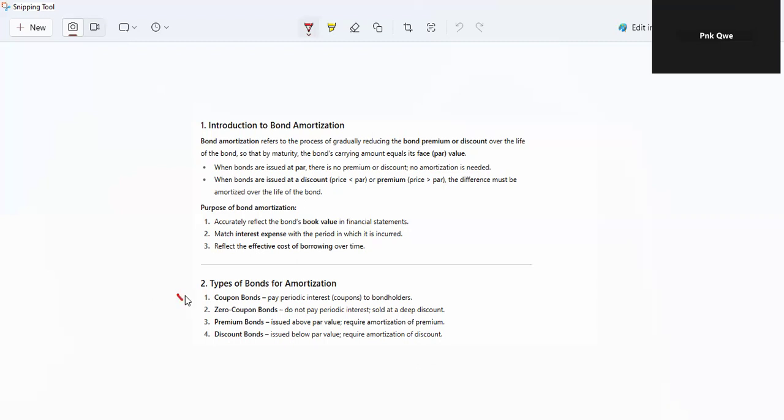We have coupon bonds, which pay periodic interest to the bondholders. We have zero coupon bonds, which do not pay any periodic interest. They are sold at a deep discount. Then we also have premium bonds. These are issued above the par value and they require amortization of premiums. We also have what we call discount bonds, which are issued below the par value. So I'll give you basics of amortizing a loan.